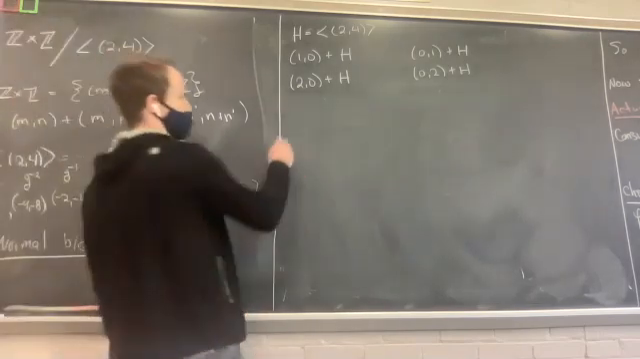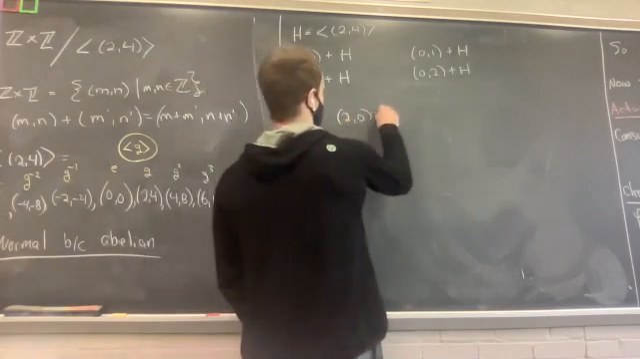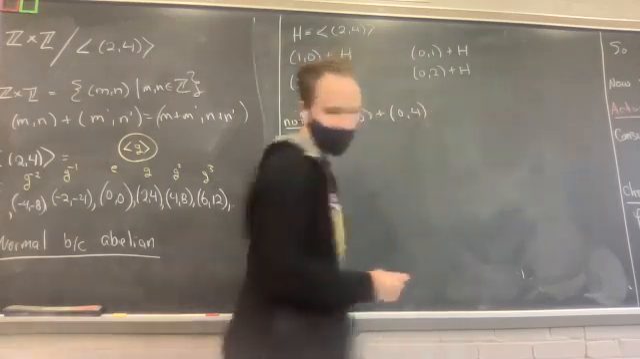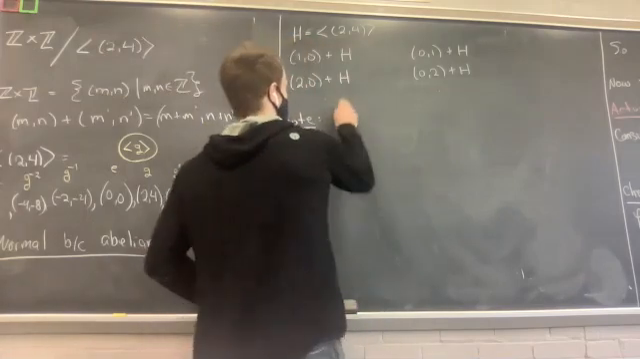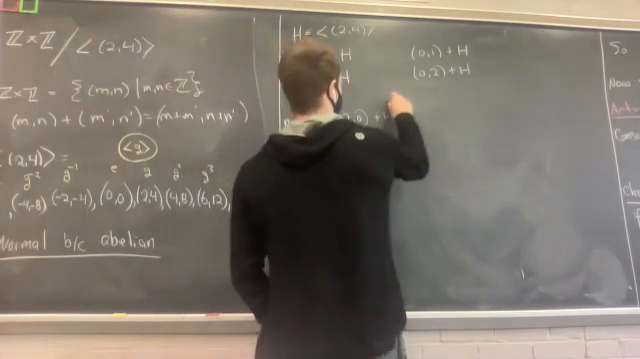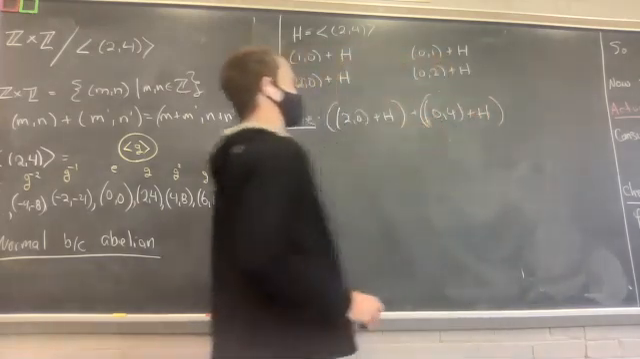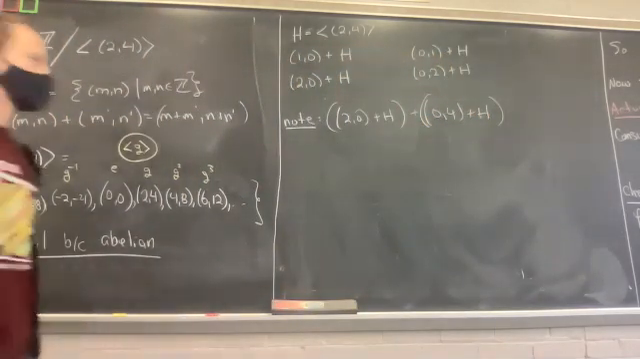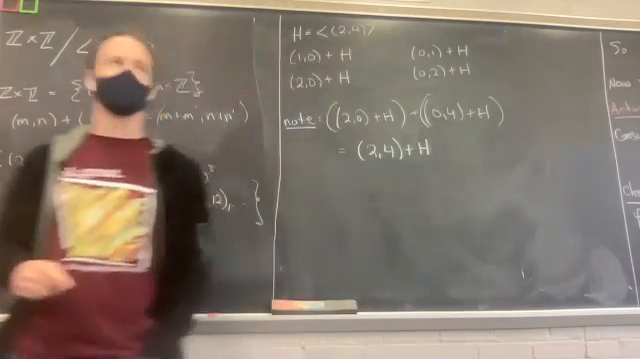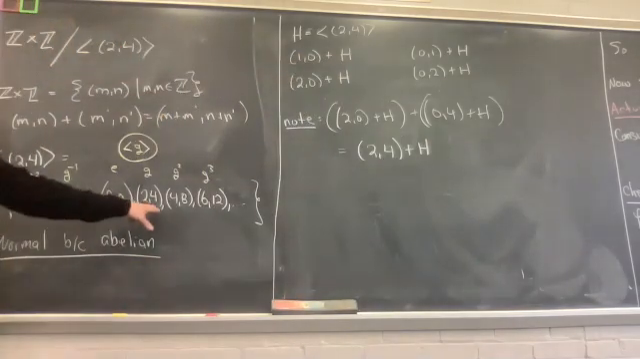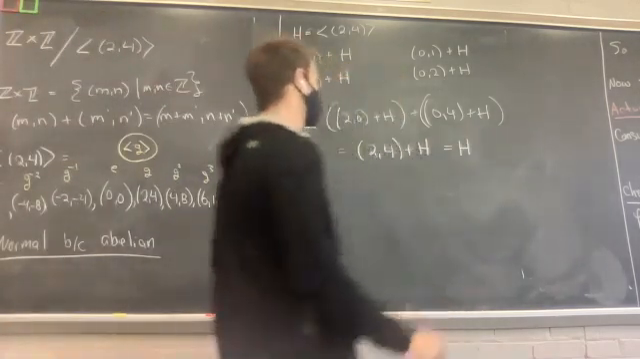Maybe let's notice some things like this. If we take (2,0) plus (0,4), or actually, let's write them as cosets: (2,0) + H plus (0,4) + H. That would be two of the cosets, right? We get (2,4) + H. But (2,4) + H is inside of H, right? Since it's inside of H, that means it's the same as the coset of H.